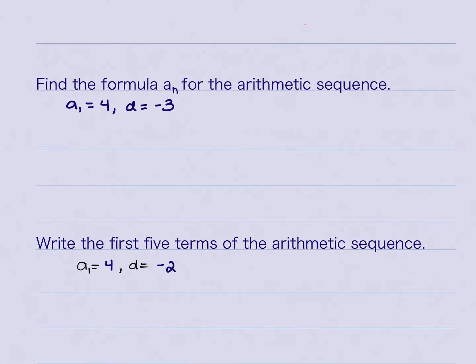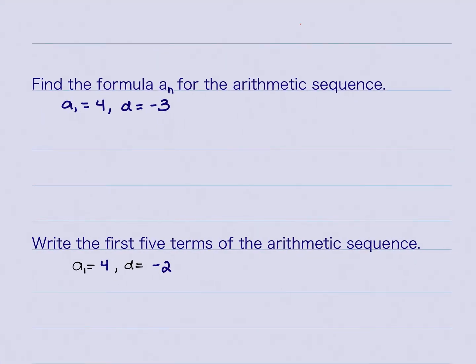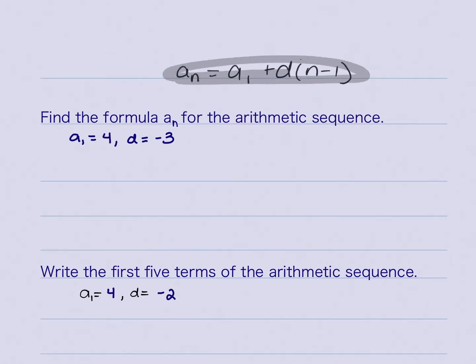Okay, the formula for A sub n is one of the first things you had to learn formula-wise. And a_n is a_1 plus d times (n minus 1). And this is for arithmetic.